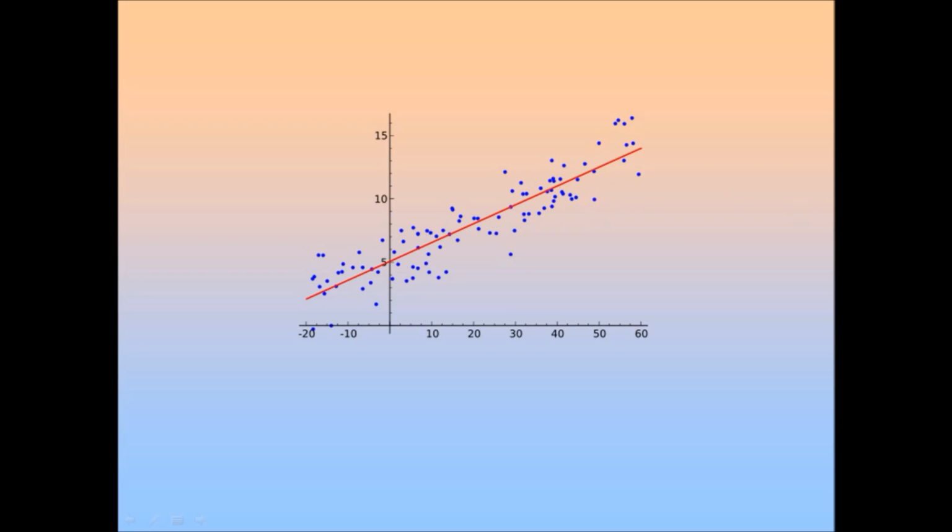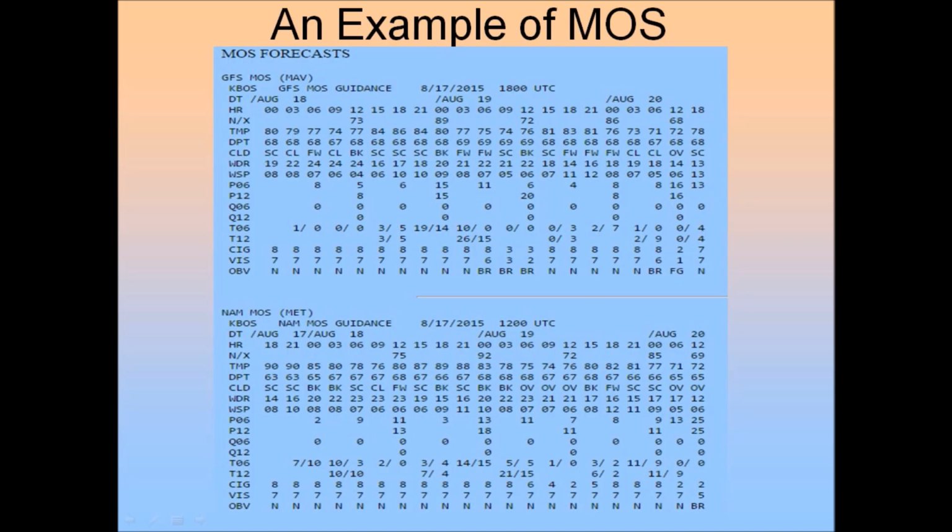And that's exactly what MOS does. And that's pretty much how MOS works. But MOS is just another tool that meteorologists use in order to collect enough evidence to make a forecast. Okay. So this is what an example of MOS is.